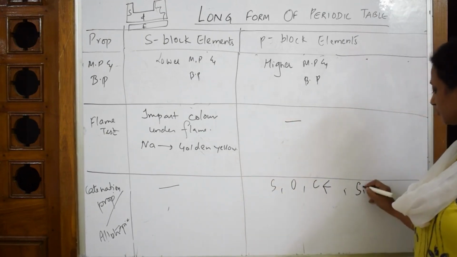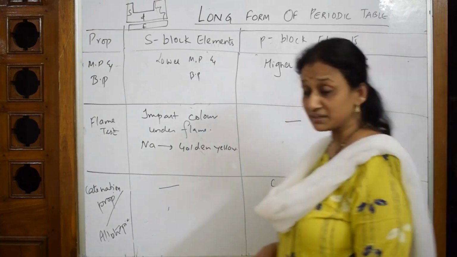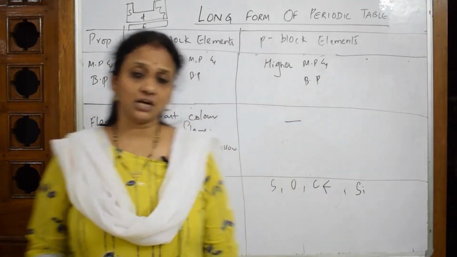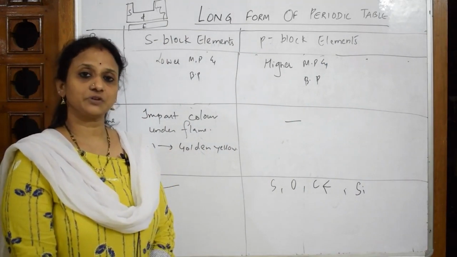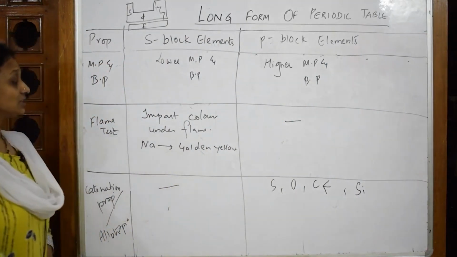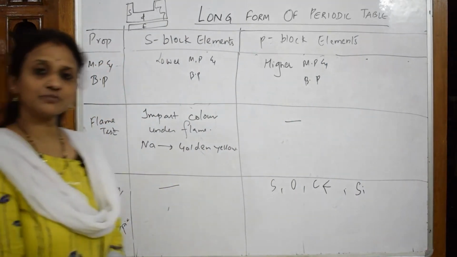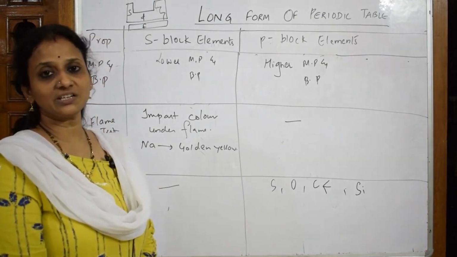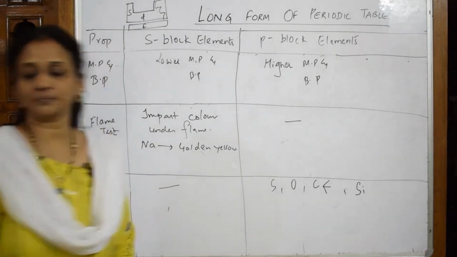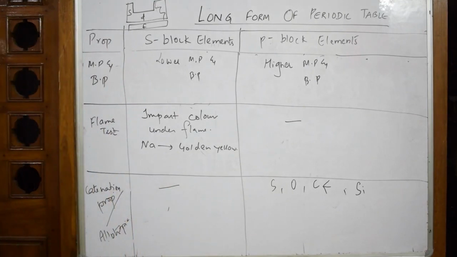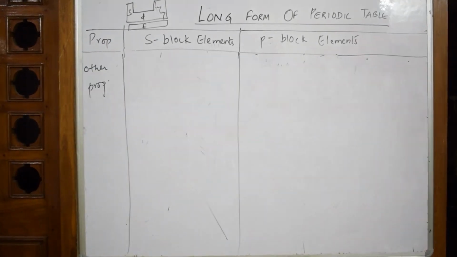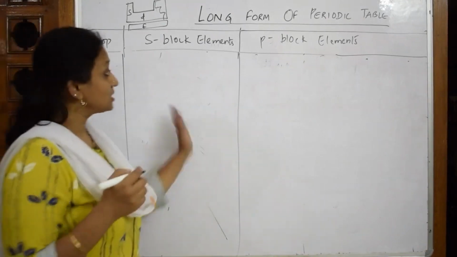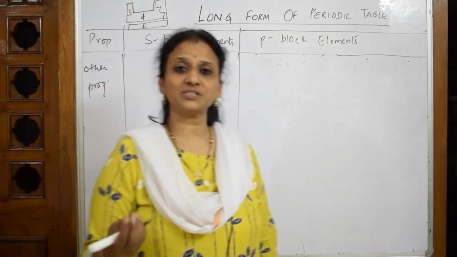Silicon is one more P block element, a metalloid, which shows catenation, or allotropic or self-linkage property. Network solids we call them, right? So these are the properties. Let's come back and finish off with three more properties in comparison of S block and P block. Right. So let us come back and see the other properties which are left out.